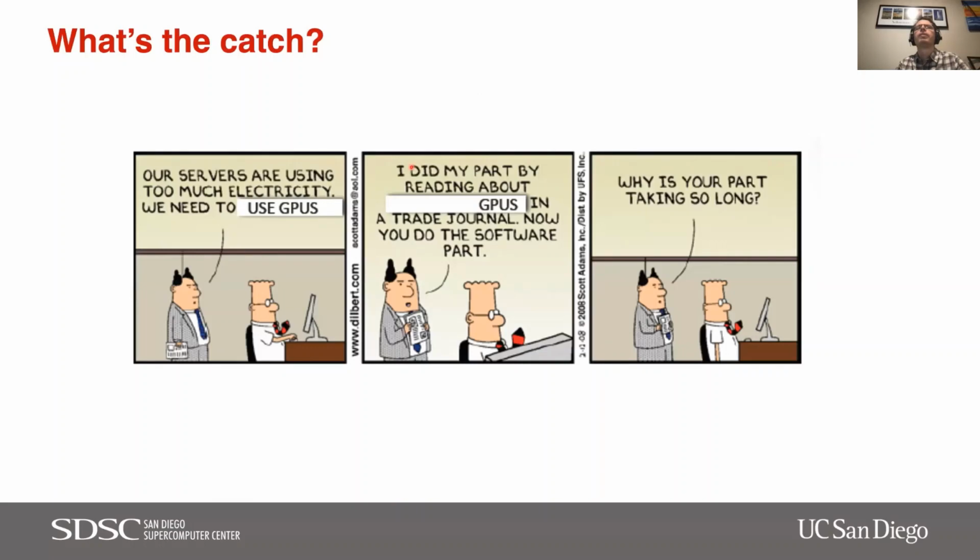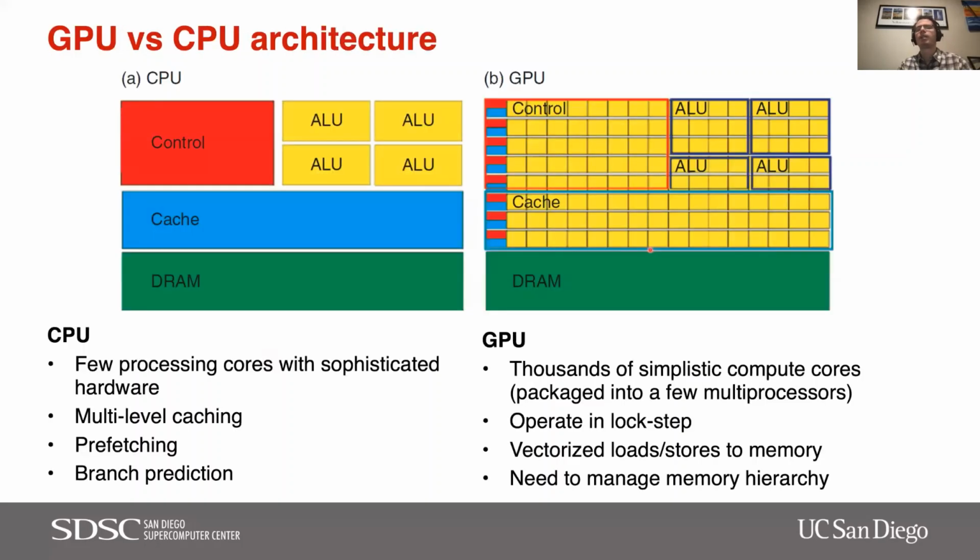So we have all this compute power, right? So your manager comes to you and says, well, our servers are using too much electricity. We need to use GPUs because then we need fewer servers, they're more powerful. And he says, I did my part by reading about GPUs in a trade journal. And a while later, he comes, hey, why is the port taking so long? So we need to port our codes, and that's not always trivial. Sometimes you get it very, very quickly, very easy.